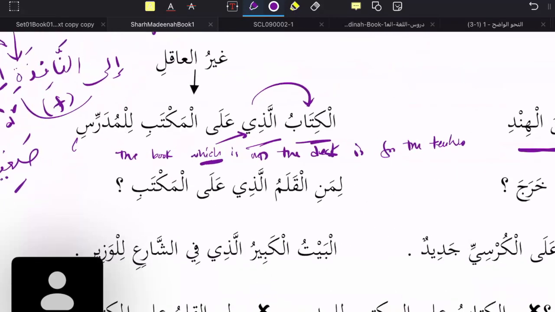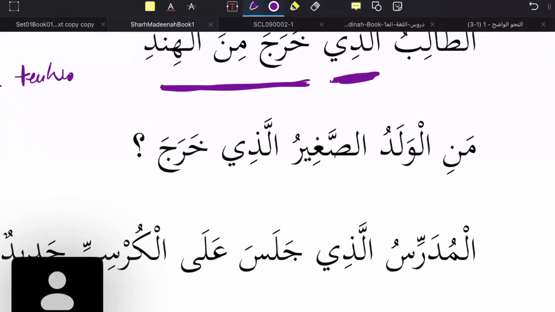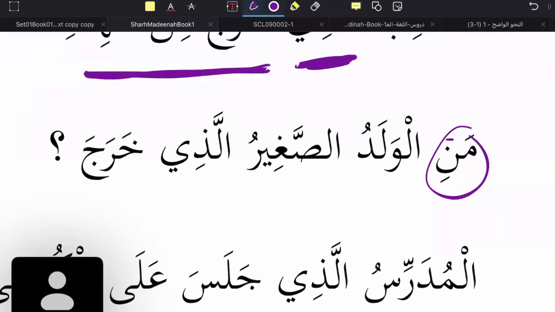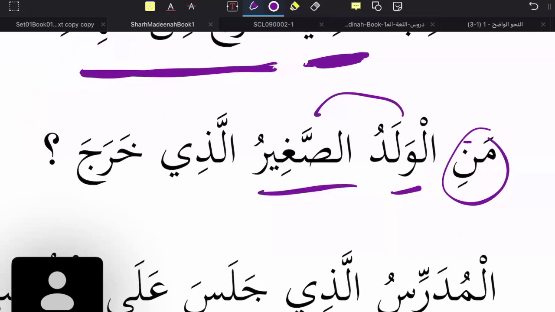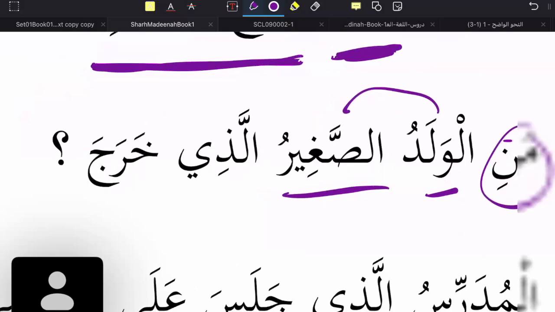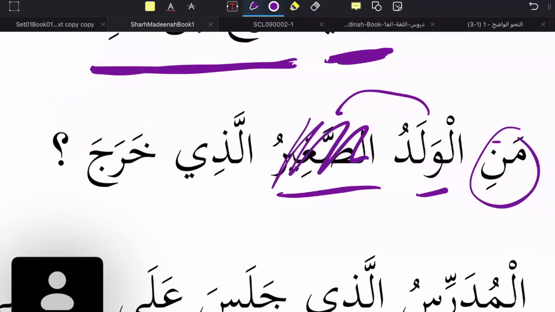Now we have another one, manil waladu saghir alladhi kharaja. Manil walad, who is the boy. So we have an adjective for the boy also. If we remove this one, we could have said manil walad alladhi kharaja. Who is the boy who left? But now nothing is stopping us from describing the boy because we know how to use an adjective.